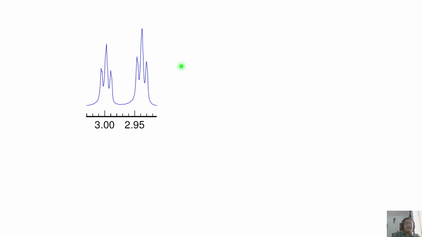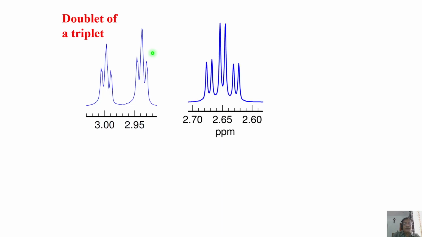What do you say? Look at the large coupling. Large coupling is this one. It's a doublet. Each lane of the doublet is a triplet. So what do you call it? It is doublet of triplets. What is this one? Large coupling is triplet, and each lane of the triplet is split into doublets. It is called triplet of doublets.